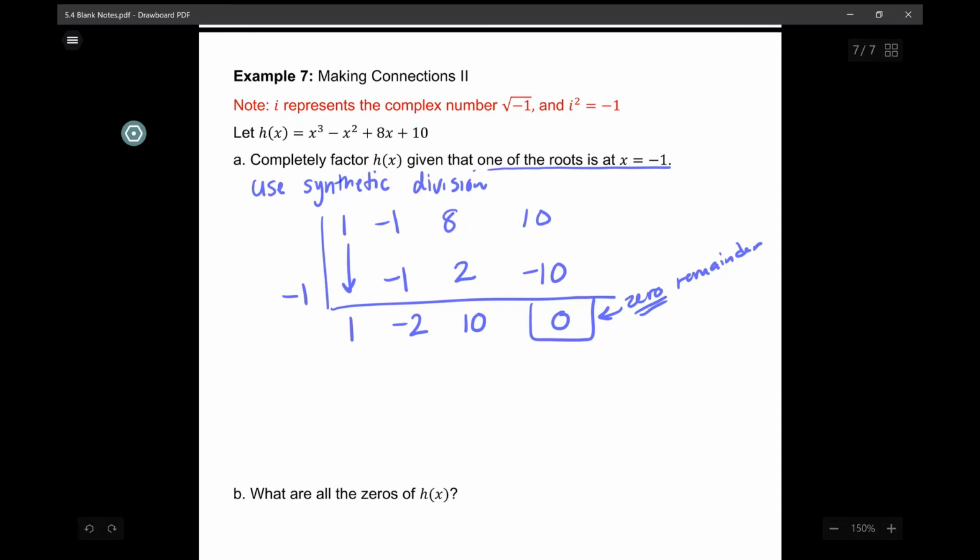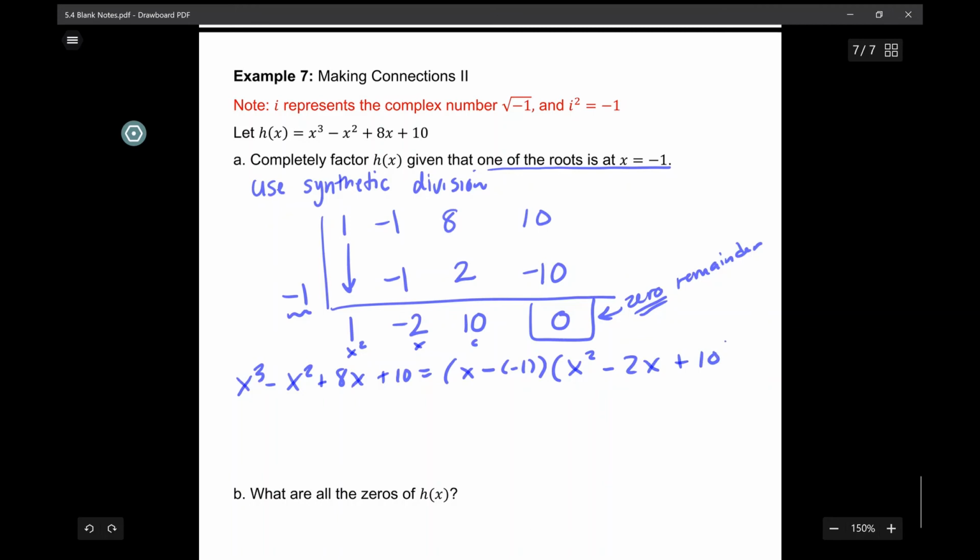All right, so what does this tell us? It tells us that x cubed minus x squared plus 8x plus 10 equals x minus -1, right? That's this root, times, this is my constant term, this is my x squared, 1x squared minus 2x plus 10.